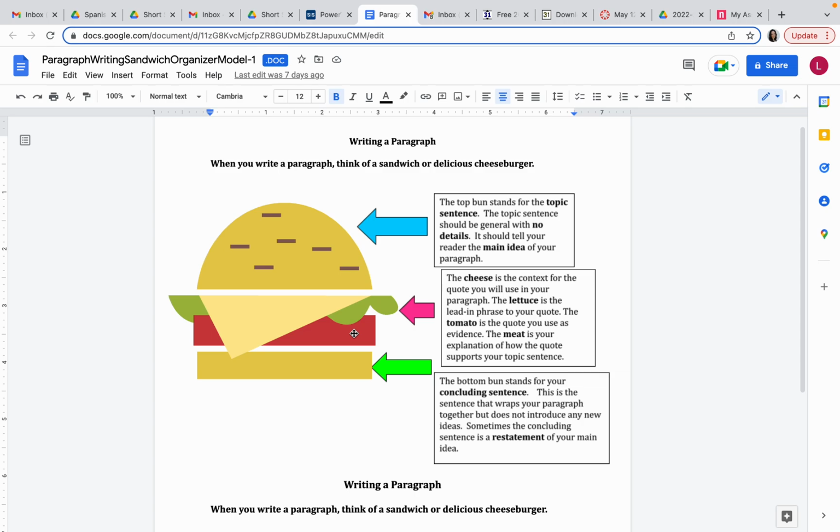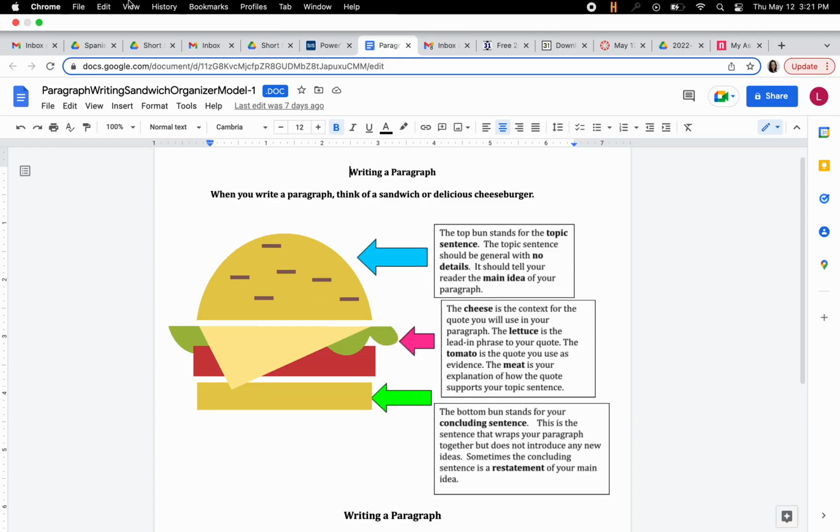It should take up the most space on the page. The meat is your explanation. So it could look like examples and further details that help explain how the quote supports your topic sentence. And then the bottom bun is your concluding sentence. It's a sentence that wraps your paragraph together, doesn't introduce any new ideas, and just like the top bun and the bottom bun are both bread, the topic sentence and the concluding sentence state the same main point of your paragraph.